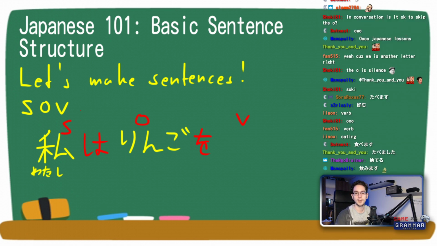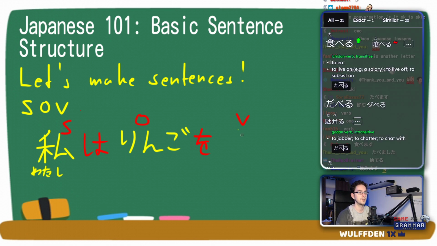So, taberu. I'm going to keep this here while I draw, so you can look at it. So we're going to write it in kanji, because why not? Early exposure to kanji is better. Taberu. I'm going to use the dictionary form of it, basically how it is written here in the dictionary, right? How it is written here.